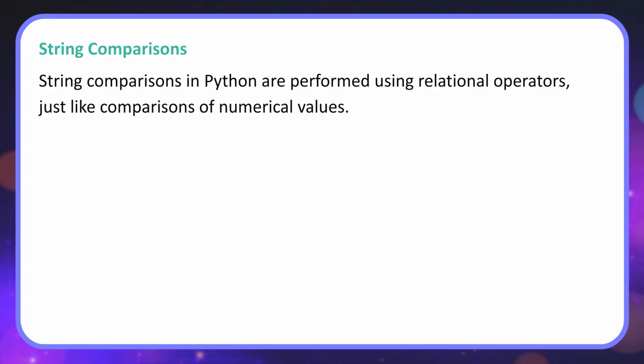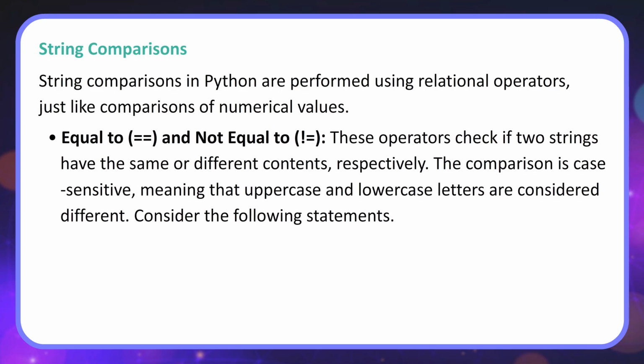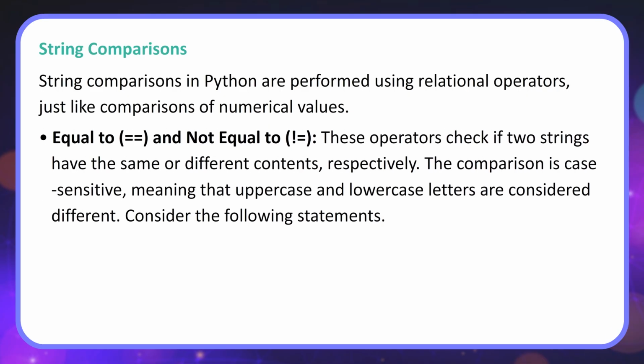String comparisons. String comparisons in Python are performed using relational operators, just like comparisons of numerical values. Equal to and not equal to. These operators check if two strings have the same or different contents, respectively. The comparison is case sensitive, meaning that uppercase and lowercase letters are considered different.